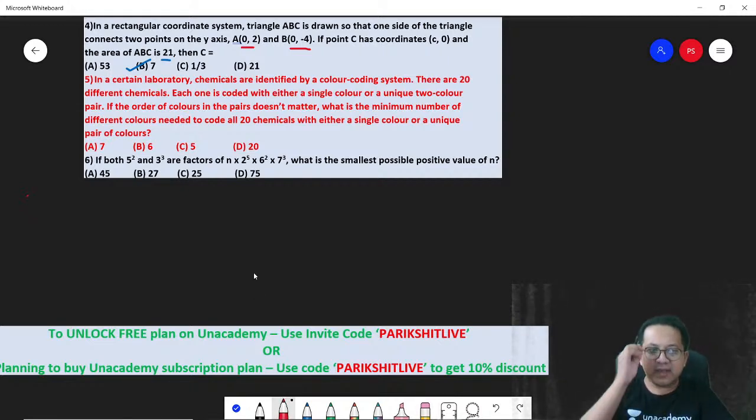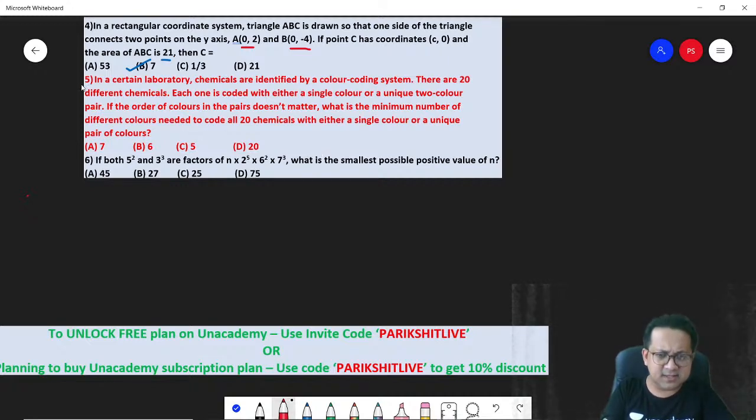Next is number 5. In a certain laboratory, chemicals are identified by a color coding system. There are 20 different chemicals. Each one is coded with either a single color or a unique two-color pair. If the order of colors in the pairs doesn't matter, what is the minimum different colors needed to code all 20 chemicals with either a single color or a unique pair of colors?